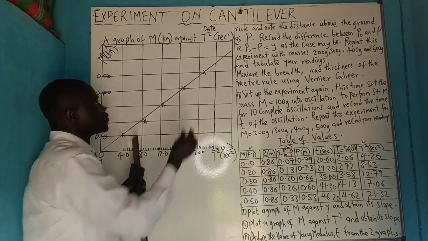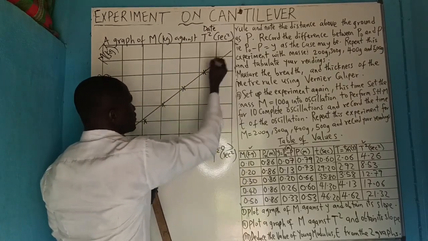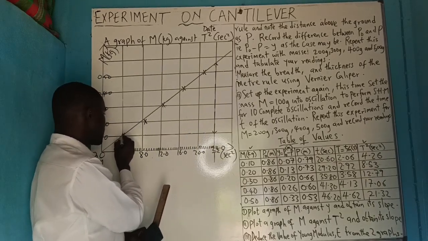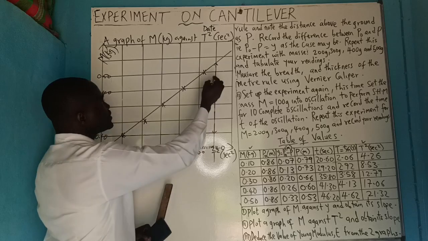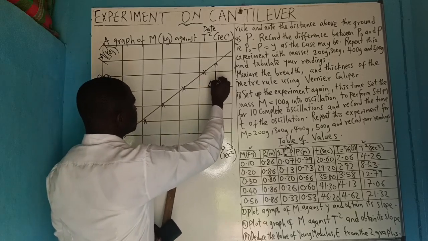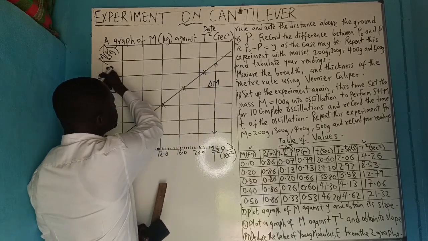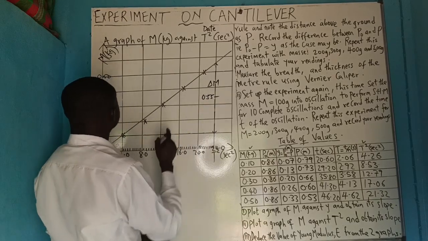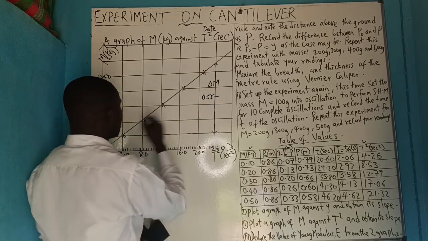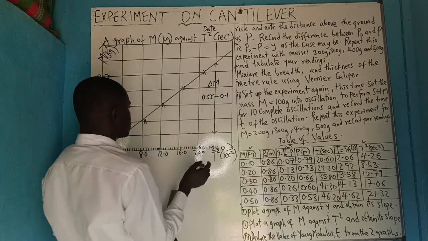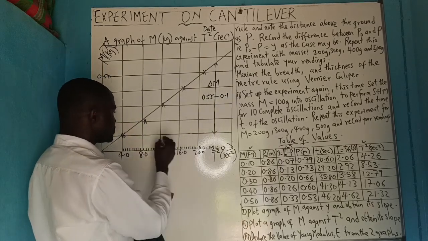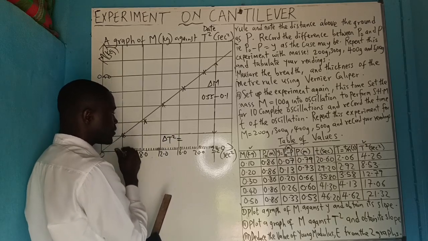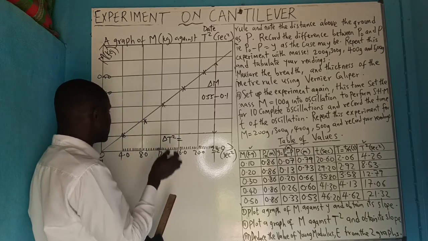Okay, so it starts from here, end here, then end here. So we say here is change in m. Change in m is 0.55 minus 0.1. Then here is change in what? T square equals to, change in t square is equals to 24 minus 4.0.